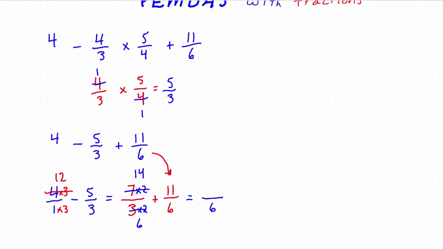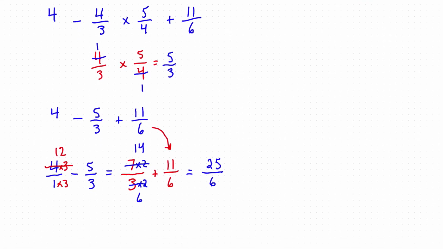Okay, so now we got 14 plus 11, and that's going to give us 25 over 6, right? And so now we're at the end, okay? And if you guys noticed, here I had 5/3, and it's an improper fraction. I'm not going to change that to a mixed number until the very end. Okay, so now at the very end, we have an improper fraction. We can turn that into a mixed number.